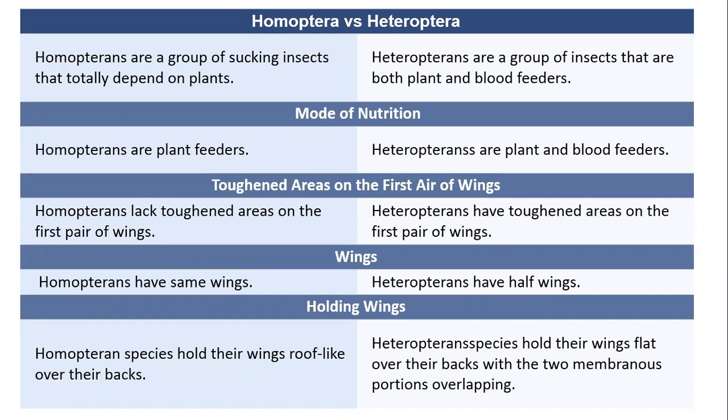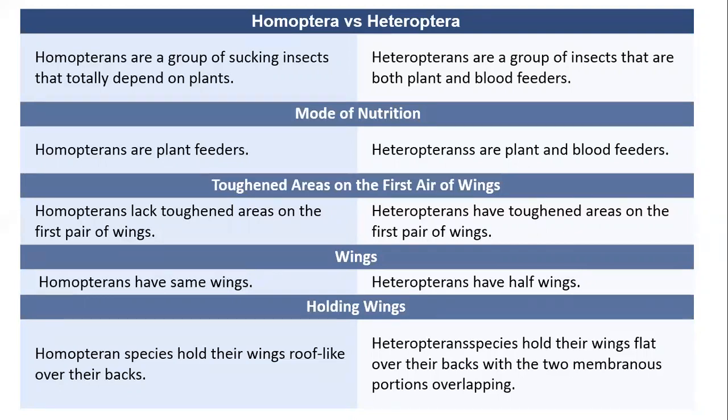The difference between the homopterans and heteropterans: the homopterans are a group of sucking insects that depend totally on plants, while the heteropterans are plant feeders as well as blood feeders. Homopterans lack a toughened area on the first pair of wings, while heteropterans possess a tough basal half, while the apical half is membranous.